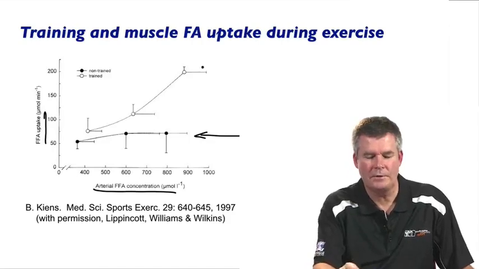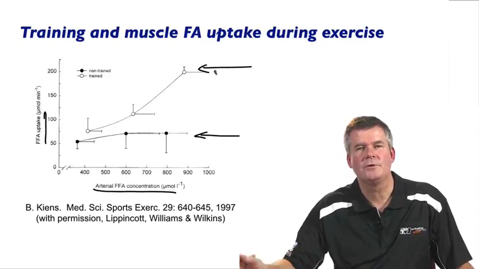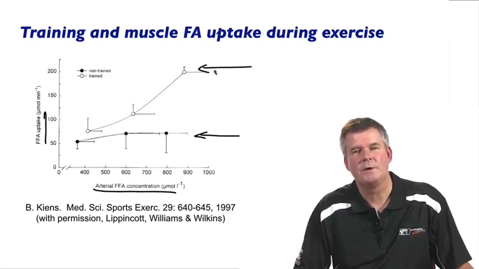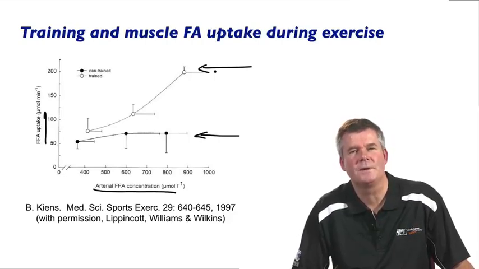In contrast, when you look at the trained muscle, you can see the increase in free fatty acid uptake with an increase in free fatty acid concentration. And it's thought that this reflects the training-induced increases in these transport proteins within skeletal muscle. Together with an increase in mitochondrial oxidative capacity and an increase in HAD and the beta oxidative capacity, this will drive fatty acid uptake into the contracting muscle.